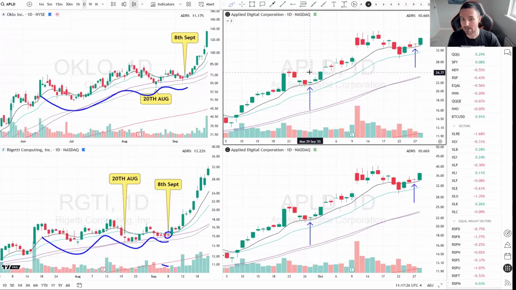But if we cast our eyes back to the 29th of September, so around about a month ago or so, how eerily similar does this setup look to this setup? Inside day, little shakeout demand tail as well. The volume dries up, sitting right there on the 10-day EMA. So it's then all about trying to assess the stock's character and go, okay, the stock that I'm looking to trade, does it like to form trigger bars and then move higher?